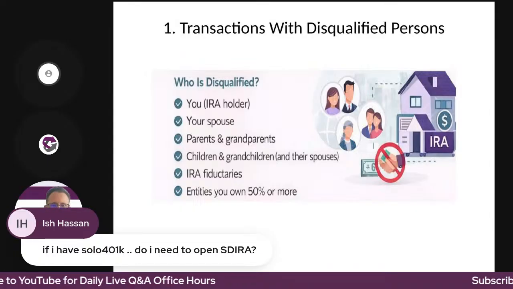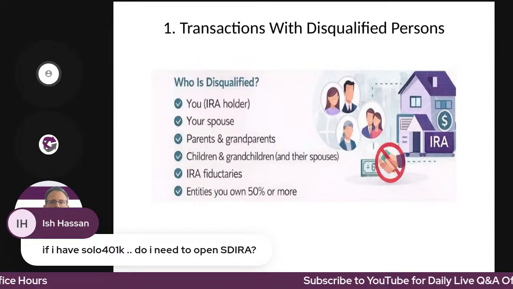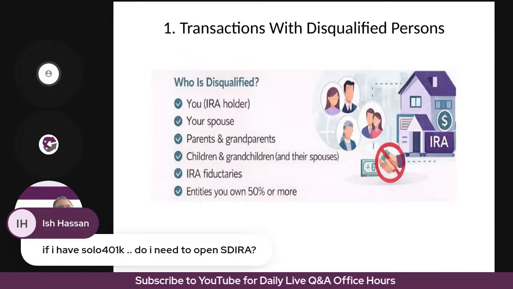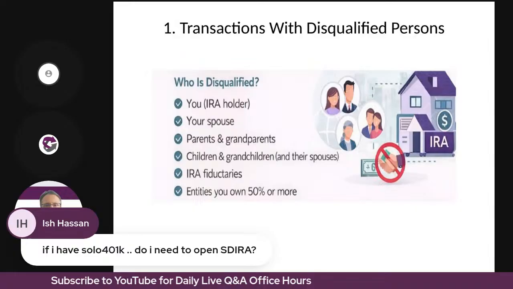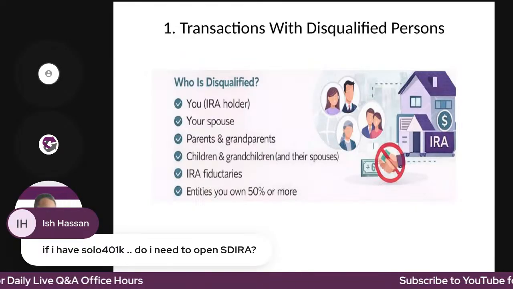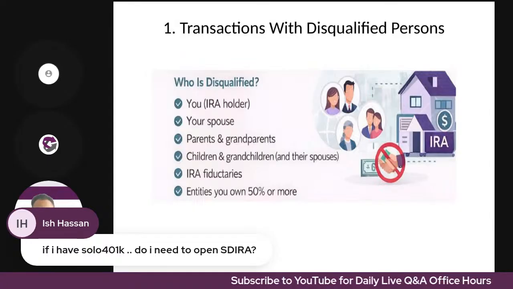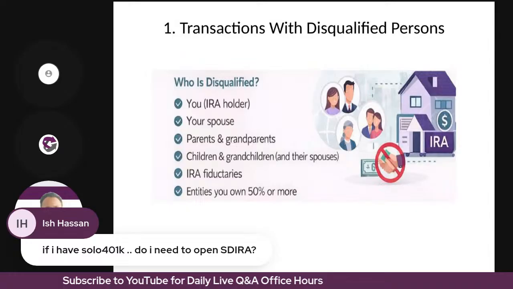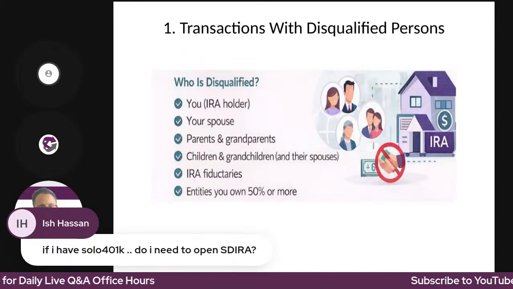Let's take a look at some more questions here in a moment. So again, we're talking about what transactions are prohibited in a self-directed IRA. Again, go ahead and type your questions over. They don't have to be specific to today's topic. They can be regarding solo 401k plans and any aspect of self-directed IRAs as well.